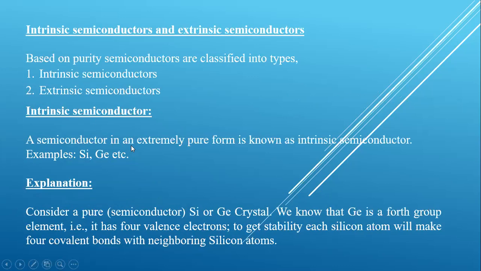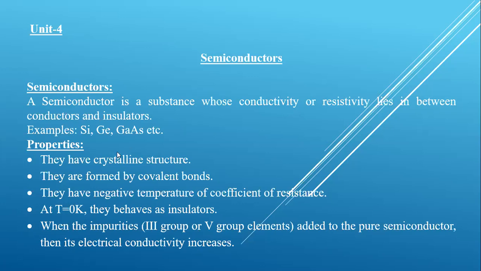Another one is the properties of semiconductors. What are the properties of semiconductors? They have a crystalline structure. You know what is amorphous and what is crystal. A crystal is a three-dimensional, regular arrangement, an array. So the atoms are in three planes. There is a regular arrangement.